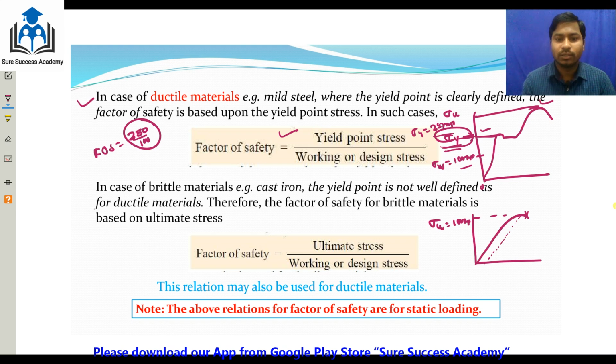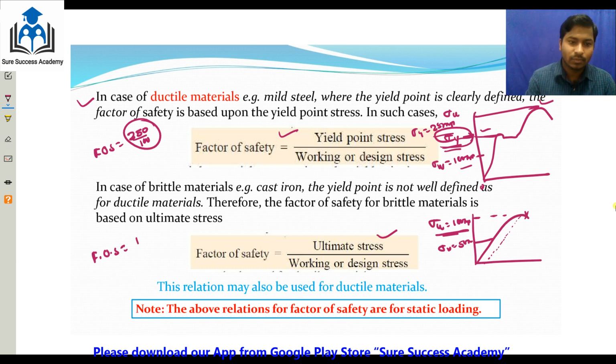Where the yield point is not well defined like in ductile material, therefore the factor of safety we are taking is based on the ultimate stresses. So the ultimate stress is 100, where the yield point is not defined, and you take the working stress sigma W equal to 50 MPa. So in ductile material you are taking the yield point, and in brittle material you are taking the ultimate stress.